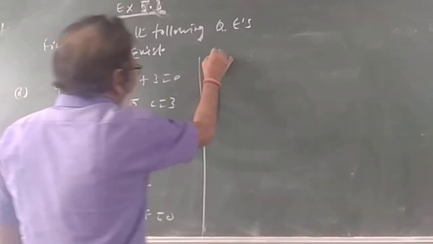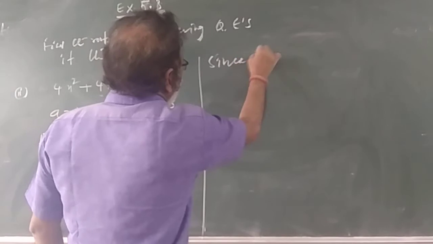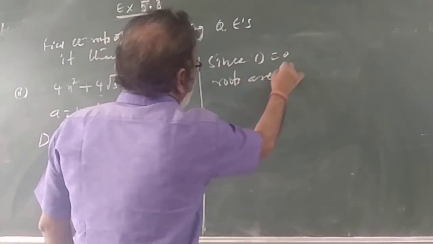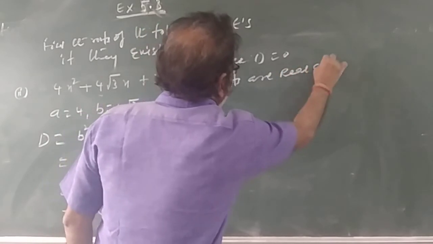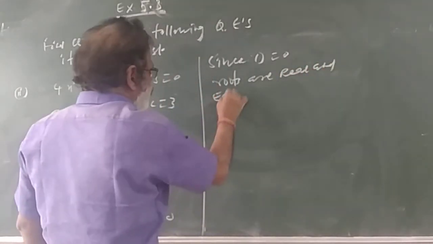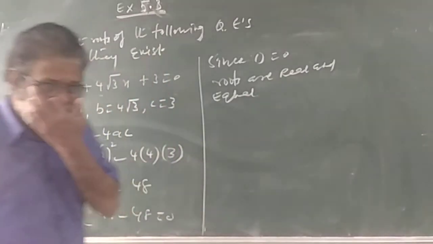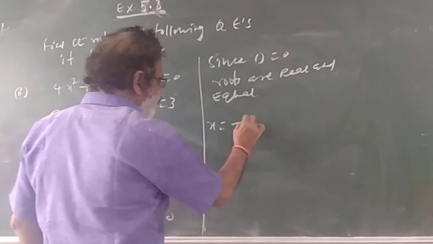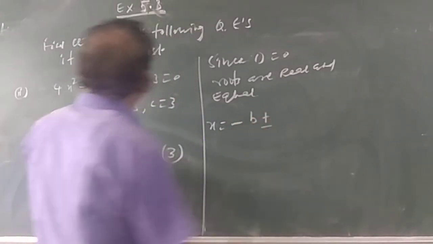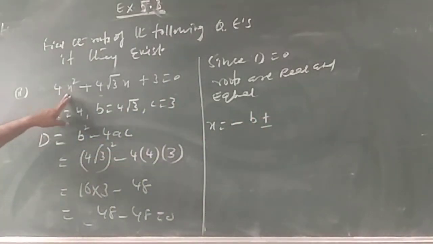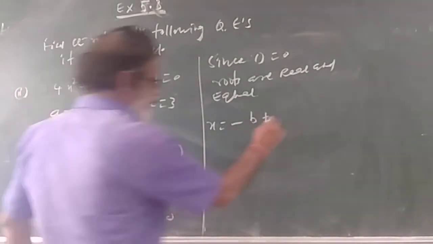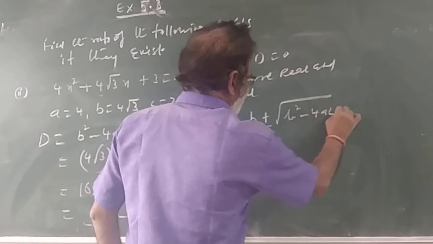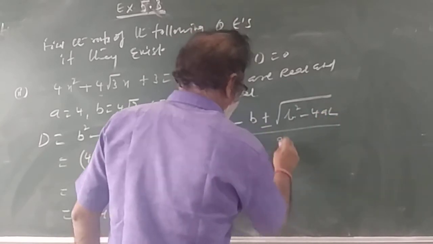Since D is equal to 0, roots are real and equal. They exist. Now, find the formula. X equals minus b. Why x is equal? Because the equation involves the x variable. That is why x equals minus b plus or minus under root b square minus 4ac over 2a.